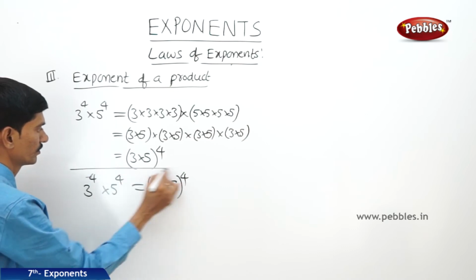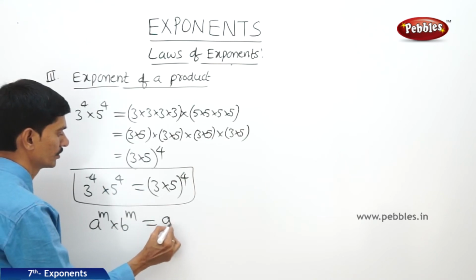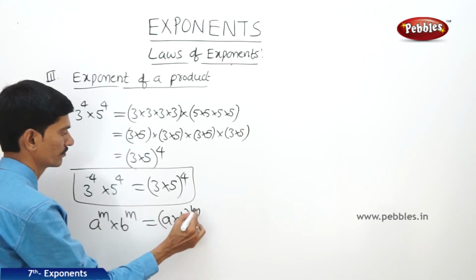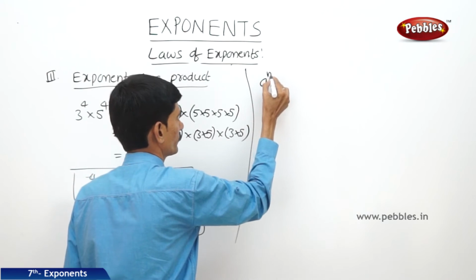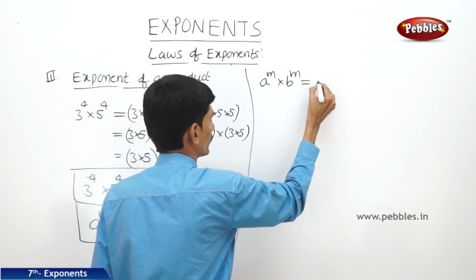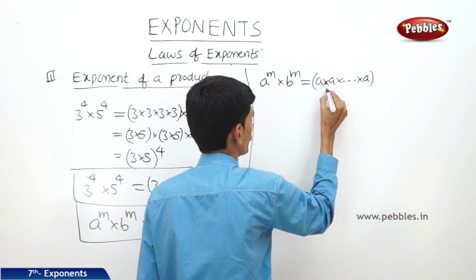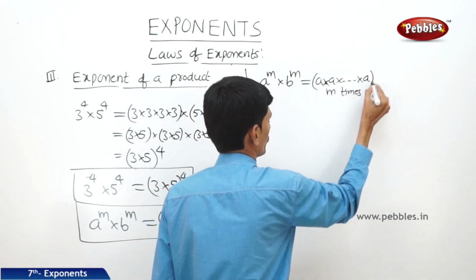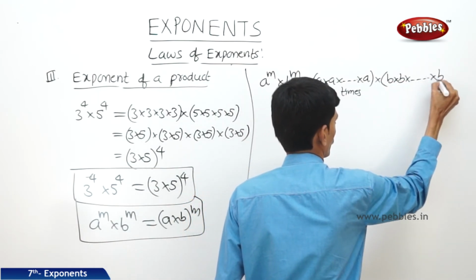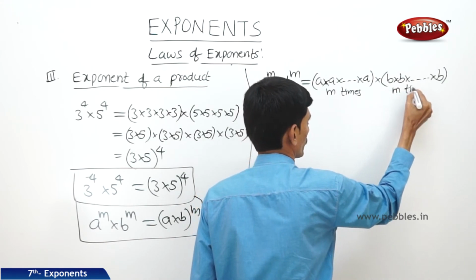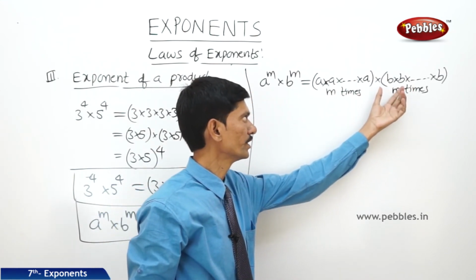So in general we can write a to the power of m into b to the power of m equals a into b whole to the power of m. Now let us prove this formula. a to the power of m into b to the power of m equals a into a, so this is m times, into again b into b into b, so this is also multiplied m times. Here a is multiplied m times, and b is also multiplied m times.